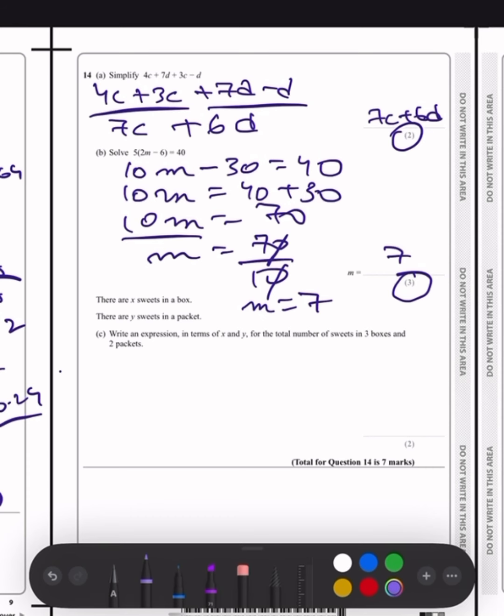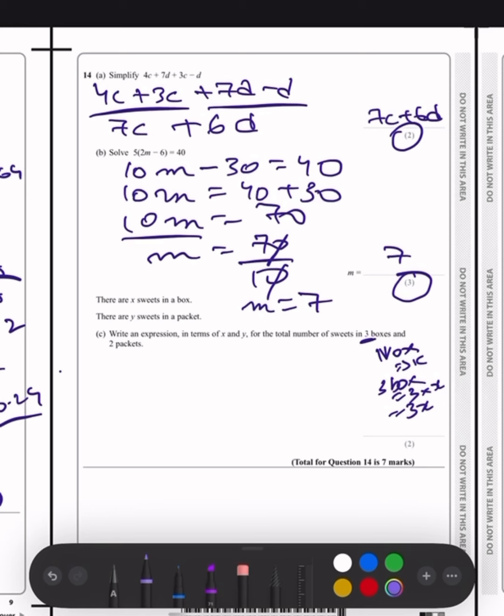Next question is: there are x sweets in a box, there are y sweets in a packet. Write an expression in terms of x and y for the total number of sweets in 3 boxes and 2 packets. So we basically know if x is the number of sweets in a box, they've given us 3 boxes. If one box is x, how many is it for 3 boxes? We would do 3 into x, which would give us 3x.